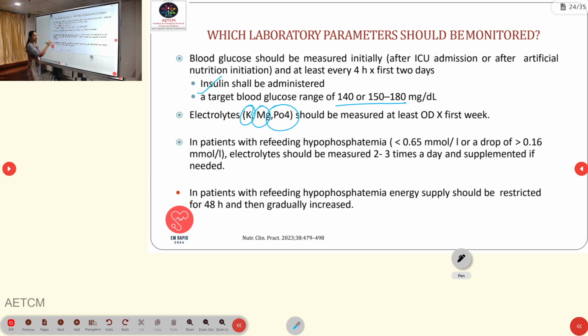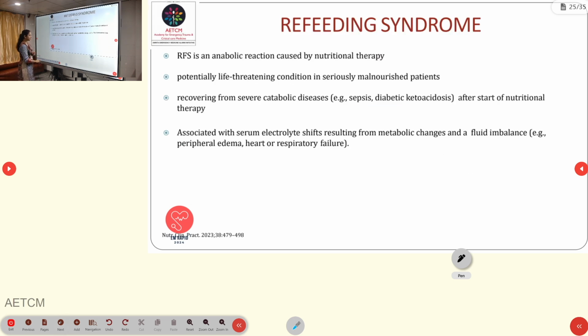In such patients we should measure potassium, magnesium and phosphorus every day for the first week, especially phosphate. In patients with refeeding, hypophosphatemia is of high risk, so we will have to measure electrolytes and supplement if the patient is going into hypophosphatemia. So we will discuss refeeding syndrome.